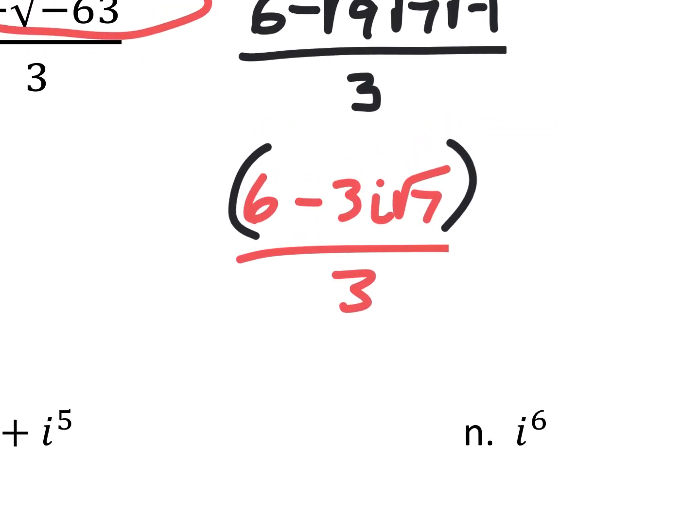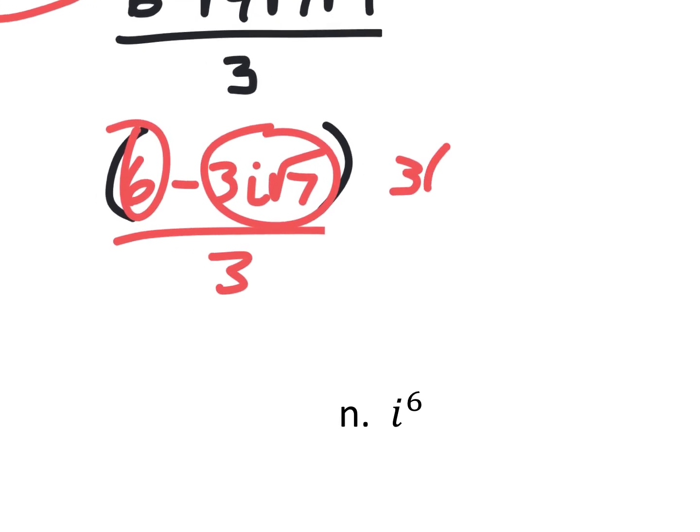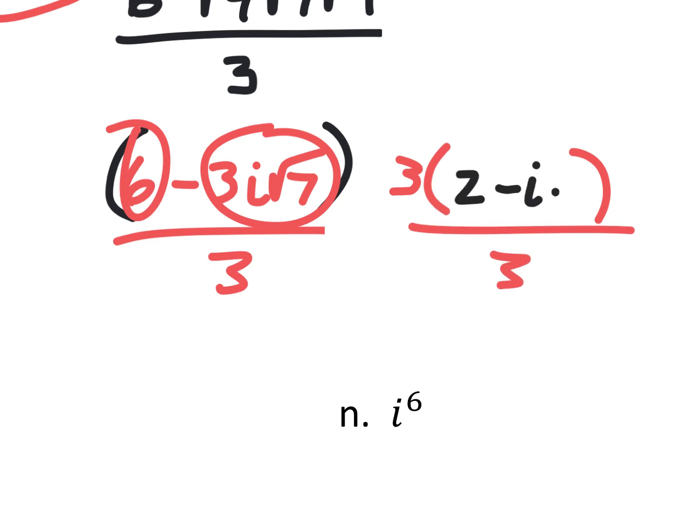Mr. Cox, what do we factor out of both of these? 3. And then it's here now. And what's left? 2 minus i. Very good. That's it. And then these cancel, and there's your answer: 2 minus i root 7.